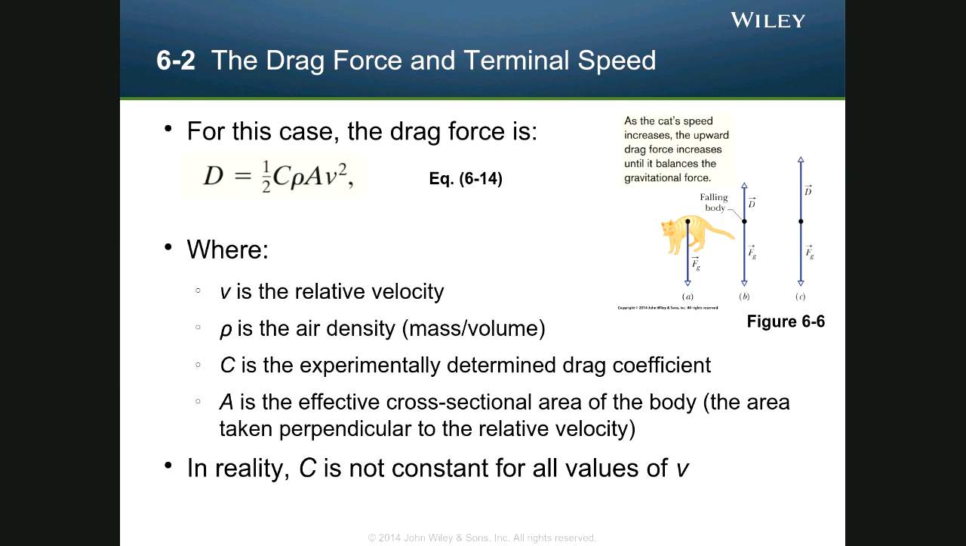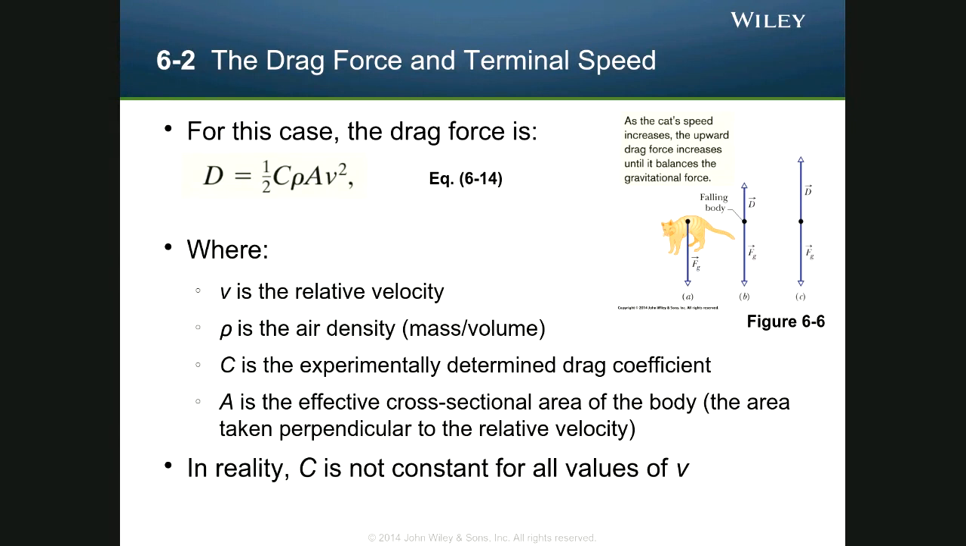So the drag will depend on the drag coefficient C, which is this one here, the density of air, or the density of the fluid, the cross-sectional area of the object, and the relative velocity of the object. Okay? In reality, C is not constant for all values of V, but we are going to look at easy cases. And again, we can see how the drag coefficient is found out here.